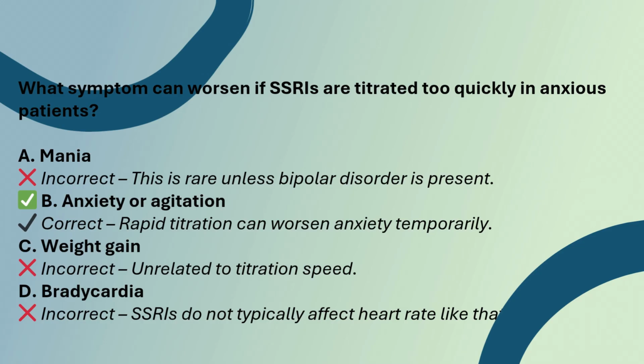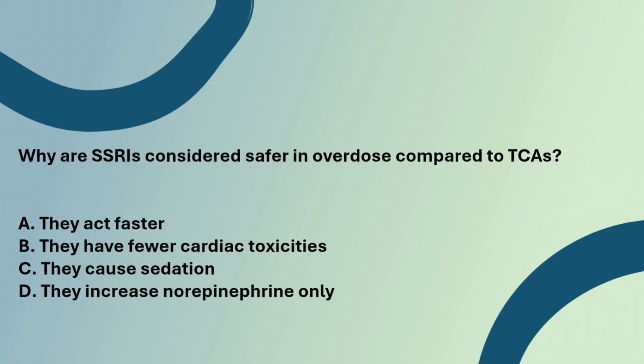So, if you increase the dose too quickly, agitation and anxiety can spike. It's not mania unless the patient has bipolar disorder, and weight gain and bradycardia are totally unrelated. So be cautious when you're treating comorbidities like anxiety and depression. Mania, not correct. Weight gain, incorrect. Bradycardia, not typically affecting the heart rate. So our correct answer is B, anxiety or agitation.